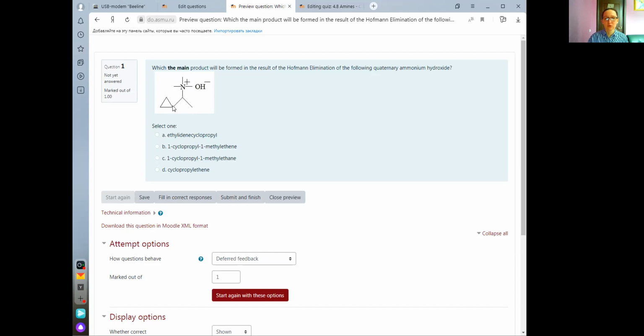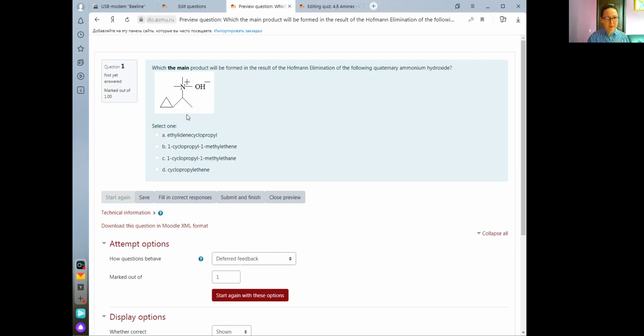In our compound, there are only 2 beta carbons. This carbon is the alpha carbon, and this one and this one are beta carbons. And the main product must be named here. The Hofmann rule states that the main product of Hofmann elimination is the product with the lowest number of double bond substituents.